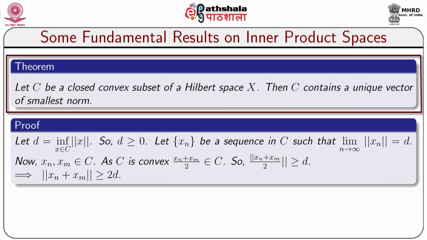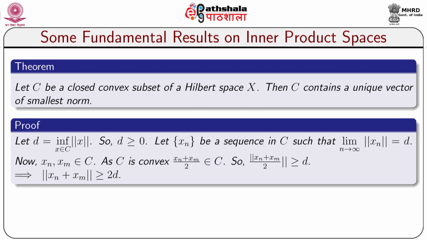Now, we get a very important theorem. The statement of this theorem is like this: let C be a closed convex subset of a Hilbert space X, then C contains a unique vector of smallest norm. The proof looks like this.